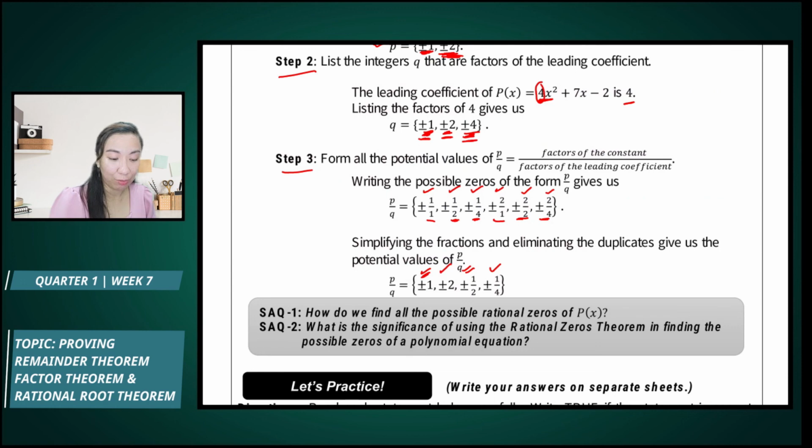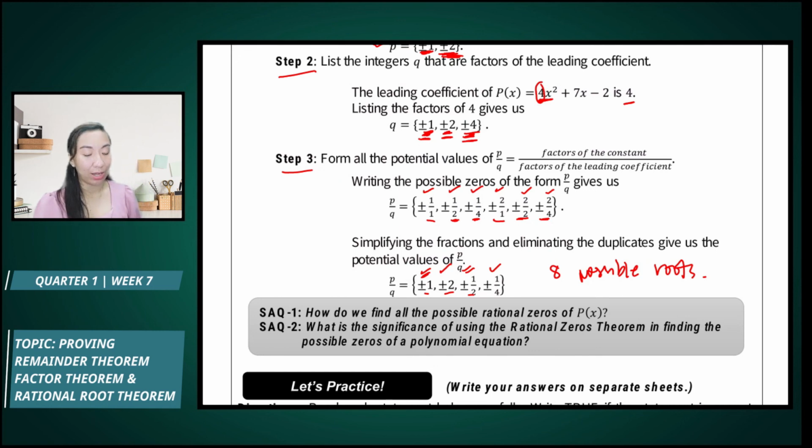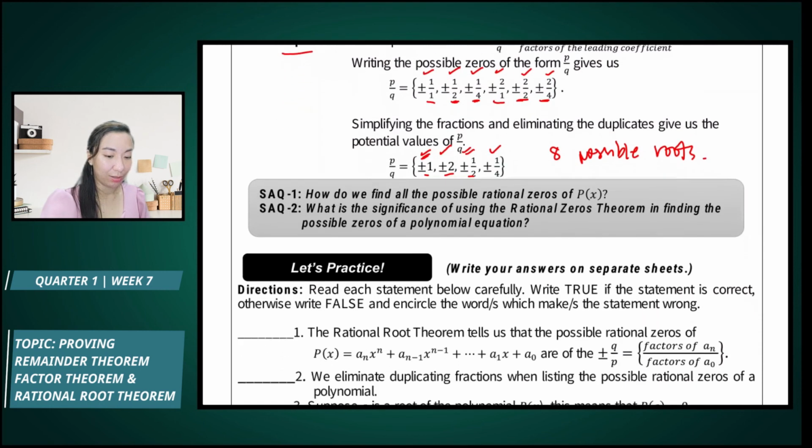All in all, if we count it, there are 2, 4, 6, 8. So, 8 possible roots. Okay? It is up to us now to identify which among these are the real roots by solving it. We have to make sure that P of a is equal to 0. Whichever value of a we used that leads to 0, that is the root. Okay? So, we are done.